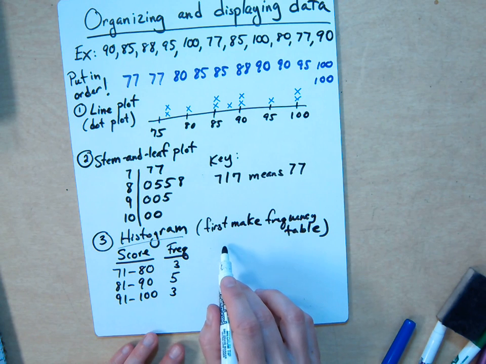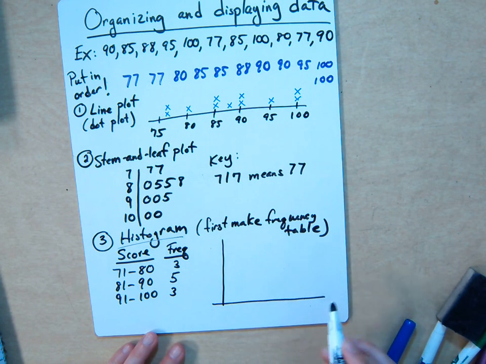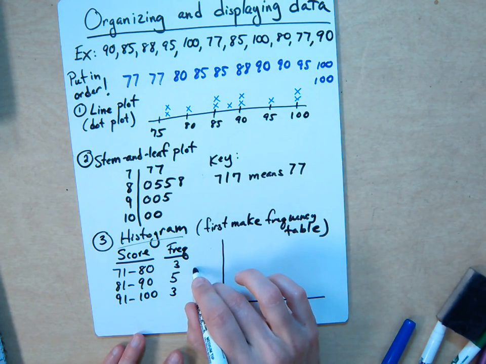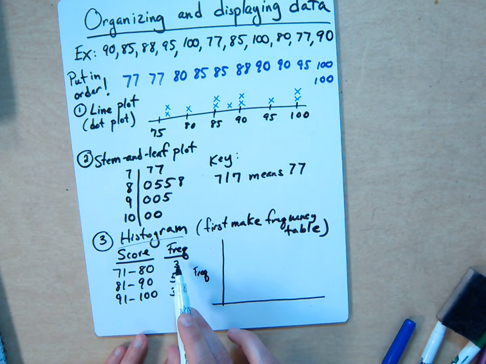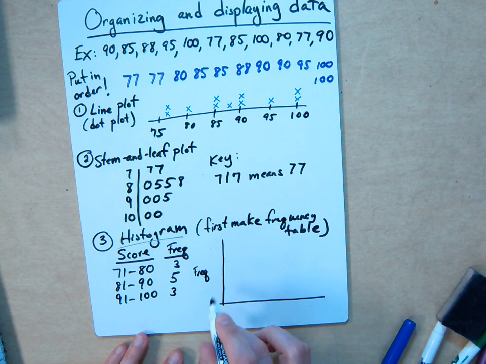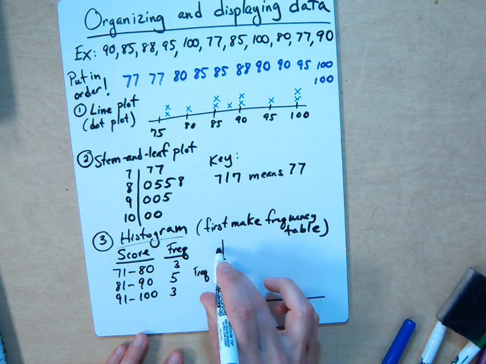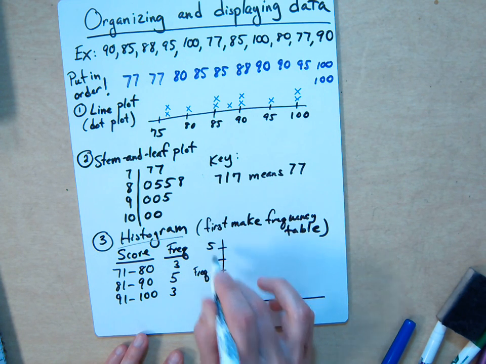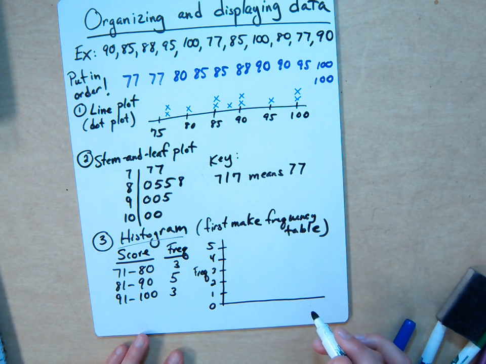So you have to label your axes, okay? And on the y-axis is your frequency. So you have to say that. On the y-axis is the frequency, and the values go from 3 to 5. I'm going to start at 0. So I'll go 0, 1, 2, 3, 4, 5. It makes sense to label every one. 0, 1, 2, 3, 4, 5.